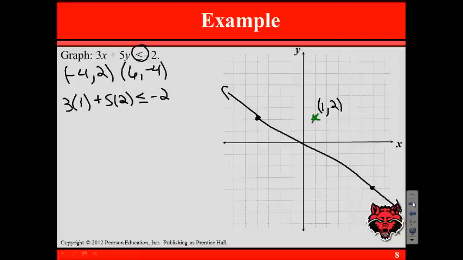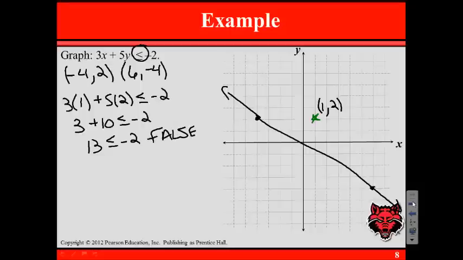As we continue to solve, we have 3 plus 10 is less than or equal to -2, or 13 is less than or equal to -2. A positive number will never be less than a negative number. It will never be equal to a negative number, so this is a false statement.